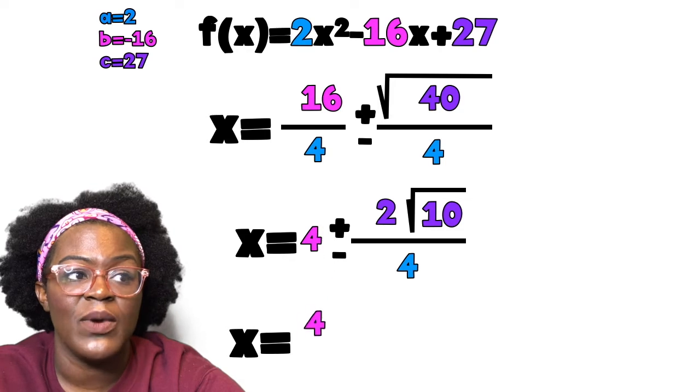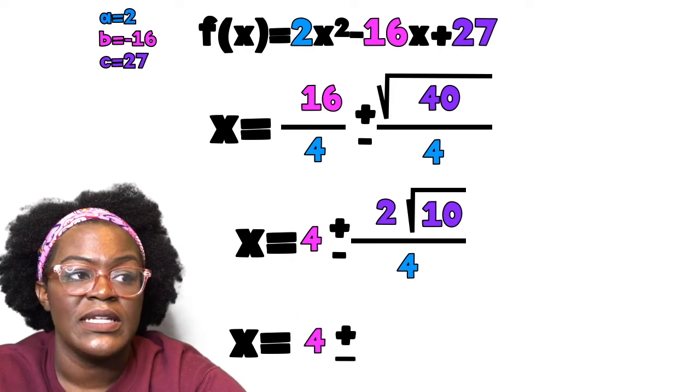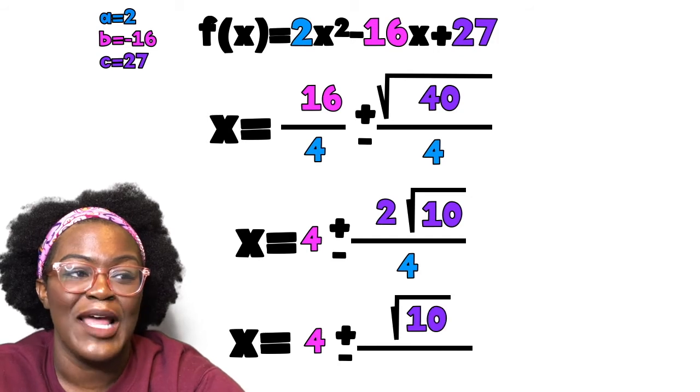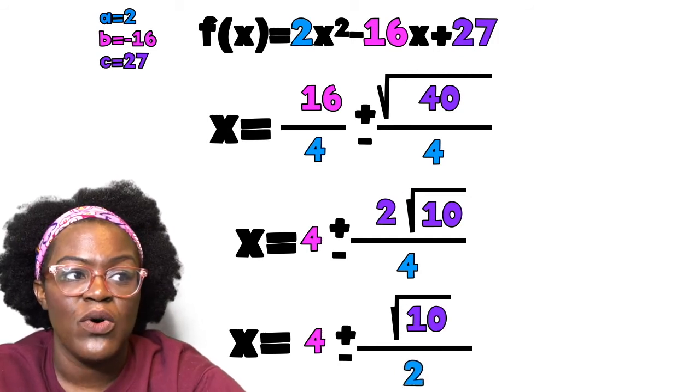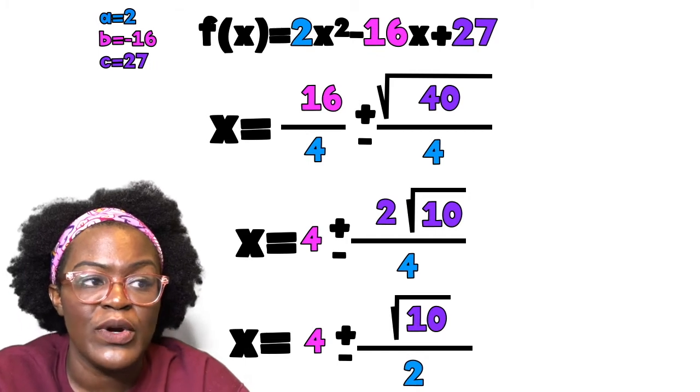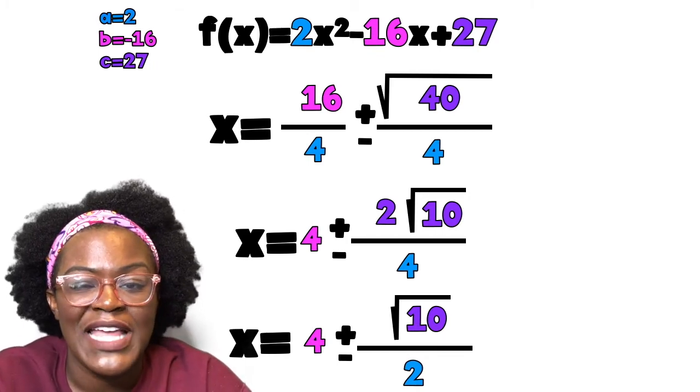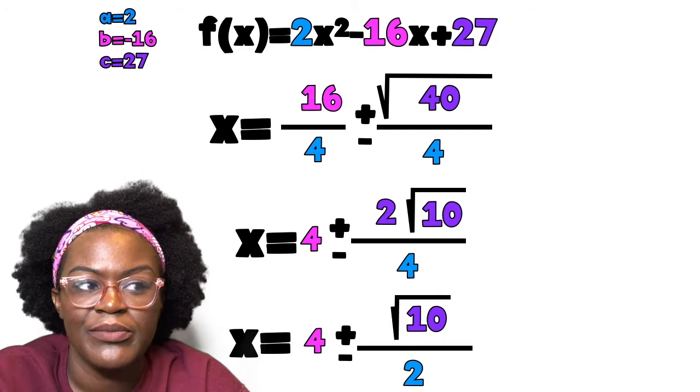This is the most complicated way to solve the quadratic formula. I'm mad I even did this example first now that I think about it. But it's fine. So 2 over 4, the purple 2 and then the blue 4 simplifies to 1 half. I don't really need to put that 1 in front of the square root of 10, so we're just going to leave it as square root of 10.